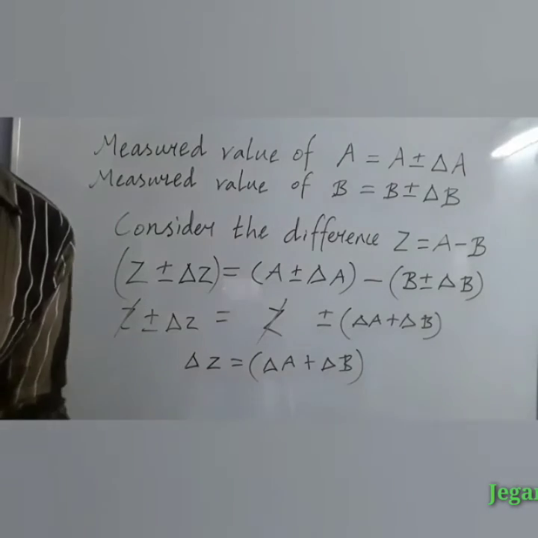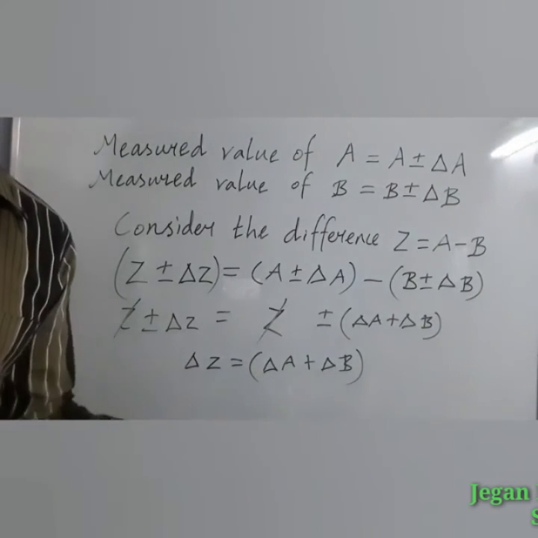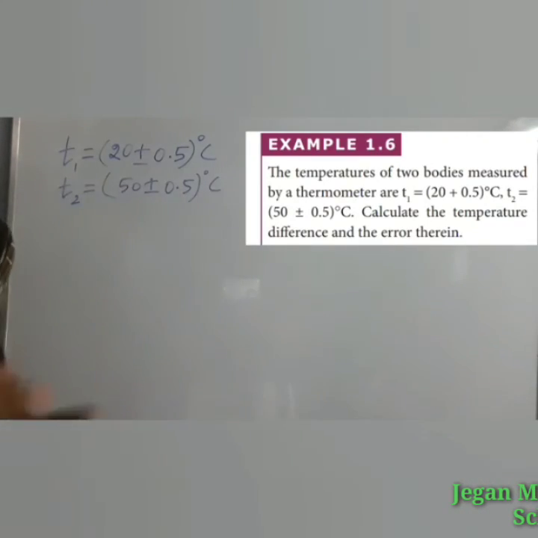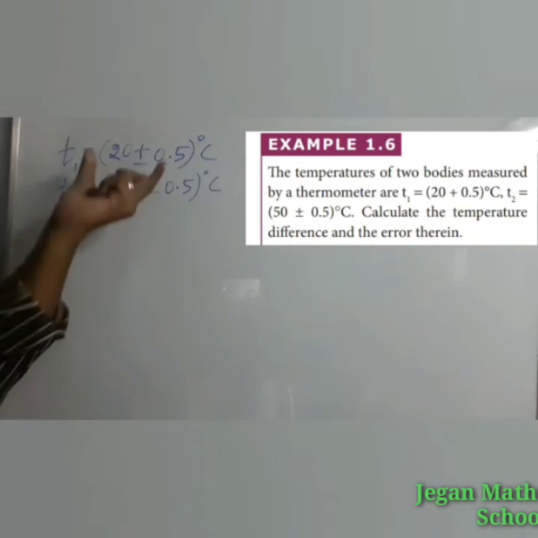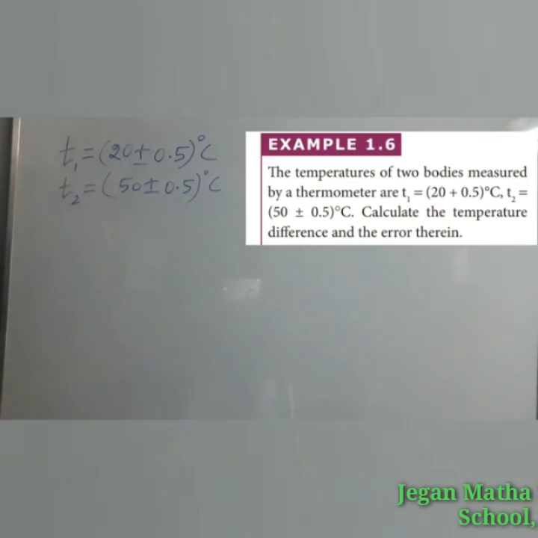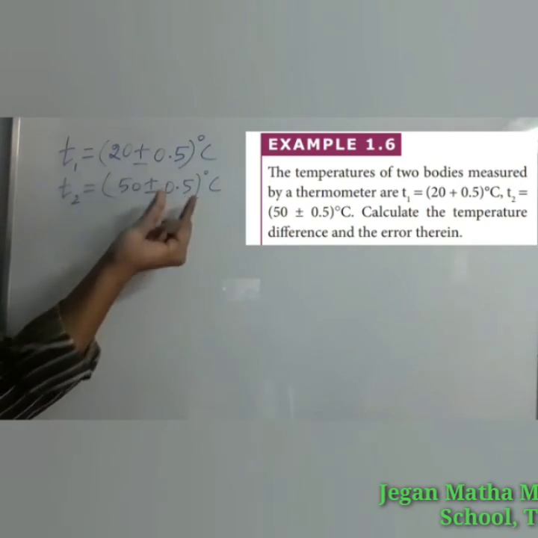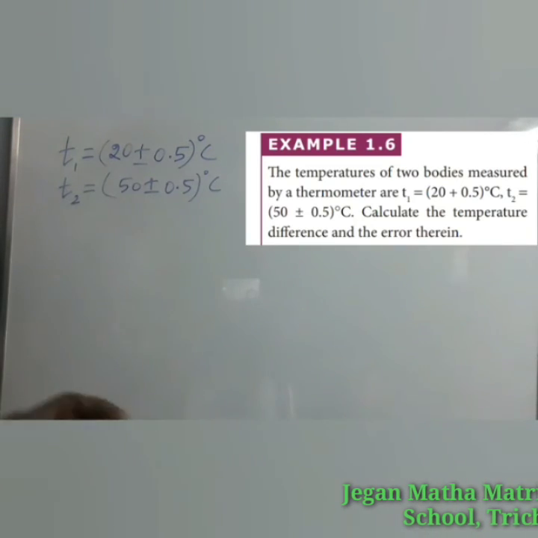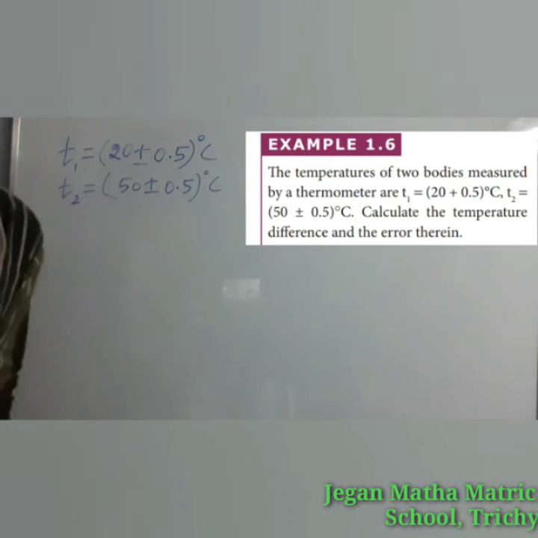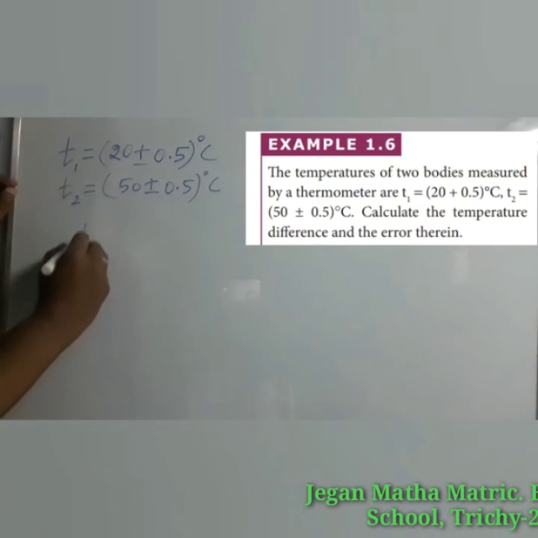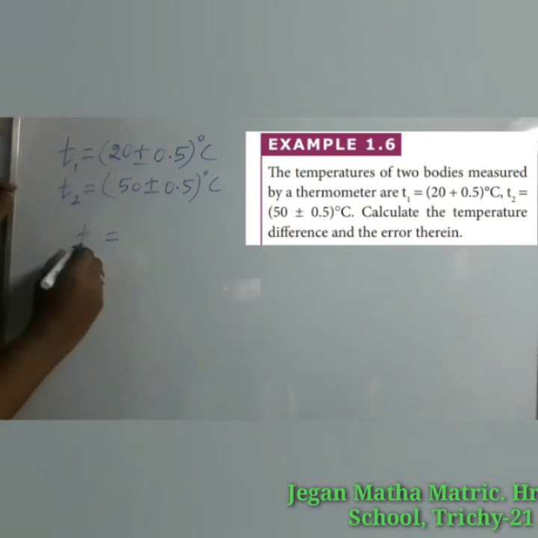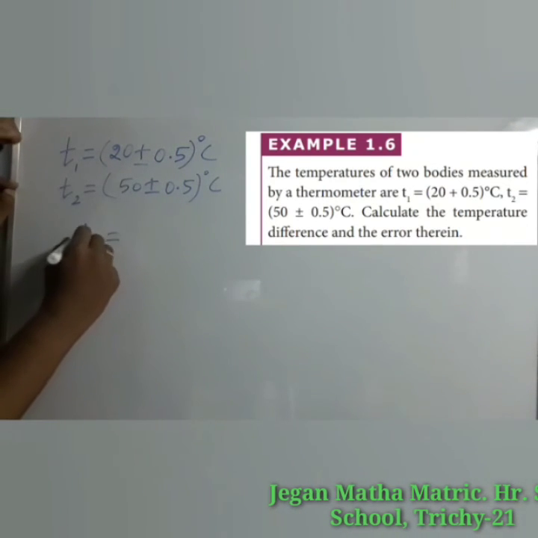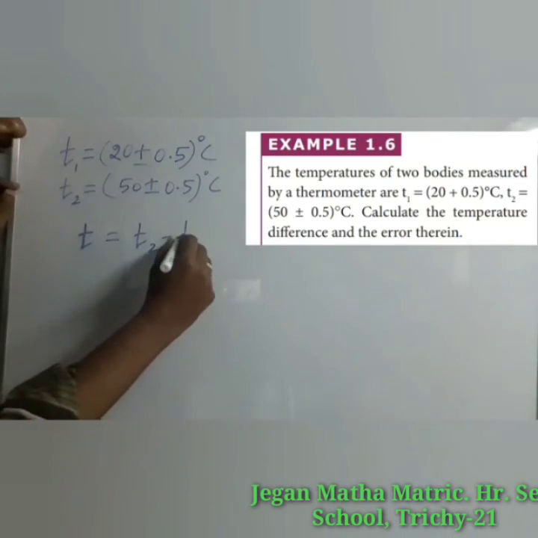To understand this, let us take the example 1.6. They are given the temperatures of two bodies which are measured by the thermometer. There are two readings, T1 and T2. Both the values have certain absolute error. We are going to calculate the temperature difference and error. Let us take the temperature difference between the two readings as T. Here T is equal to T2 minus T1.